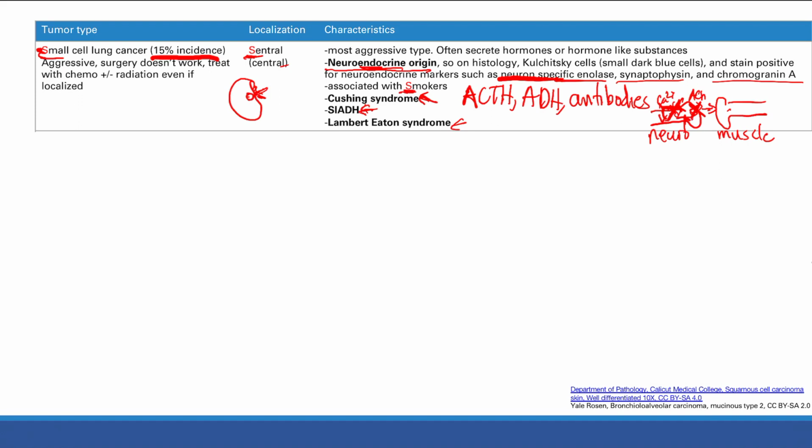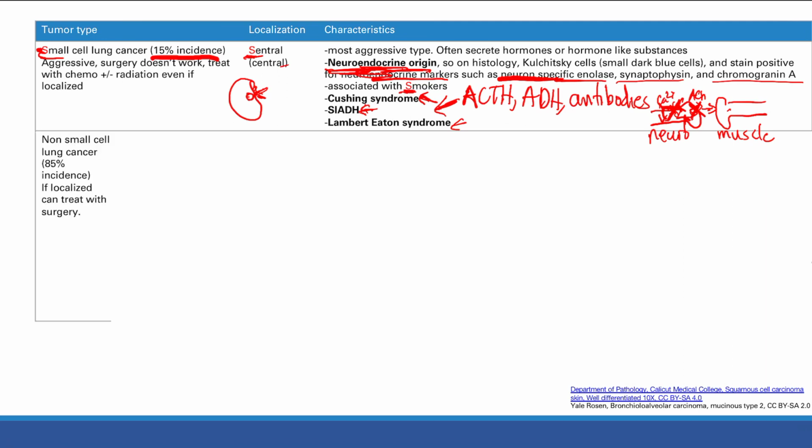So again, small cell lung cancer, the very key thing is its neuroendocrine origin. That tells you a lot. It tells you Kulchitsky cells, it tells you the neuroendocrine markers, and it's going to tell you these three syndromes: ACTH, ADH, and autoantibodies to the calcium channels.